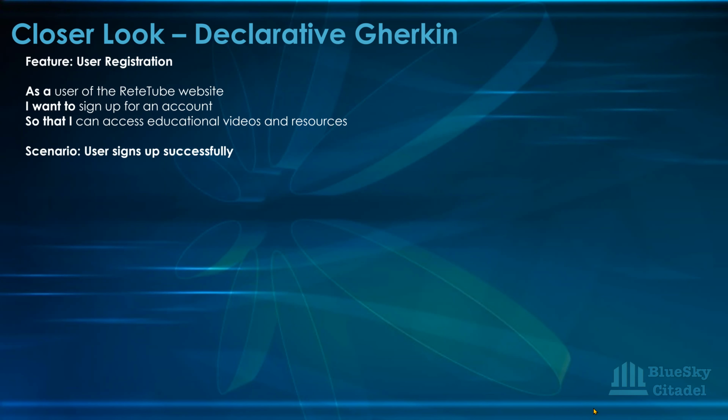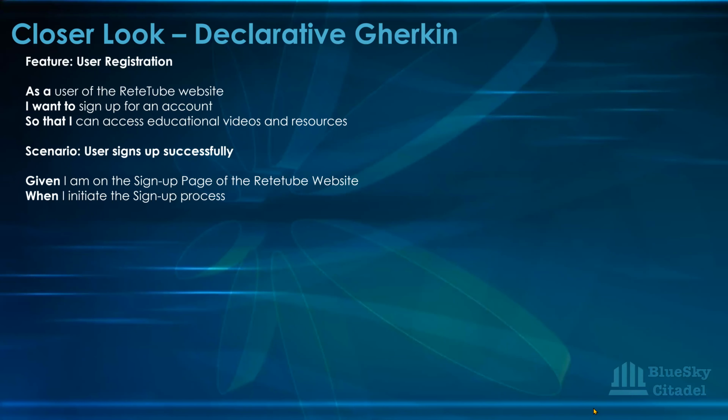User signs up successfully. Given I am on the sign up page of the website, and I initiate the sign up process. When I initiate the sign up process, so what I've done in this situation is, for clarity and for better understanding, I put it Given, When, Then. But it doesn't mean that you cannot add And in declarative as well. There's no rule that says you cannot add And to it. It's just that it needs to be simple, straightforward, to the point.